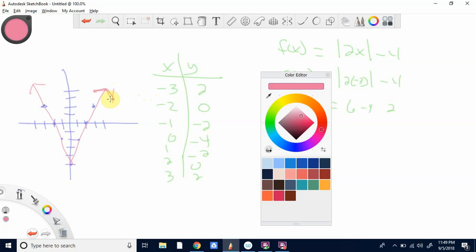Pretty simple. Make sure you put your arrows because these are 2 lines that keep going. All right. Stop the video. I want you to attempt guided practice 4A and 4B, and we'll see you in class.